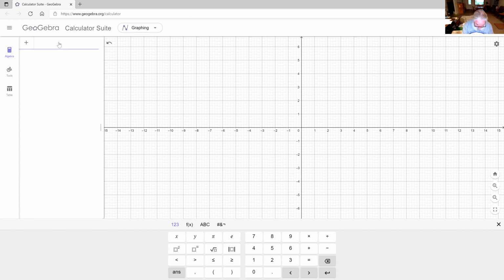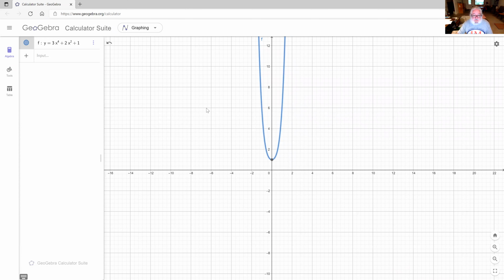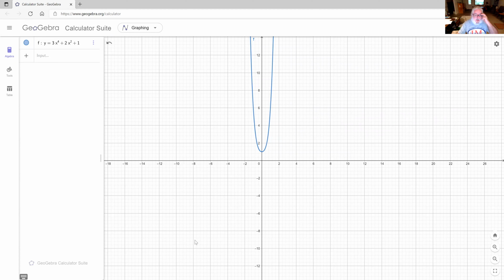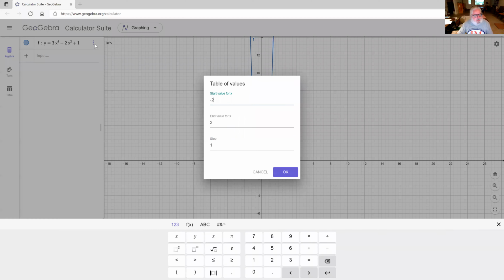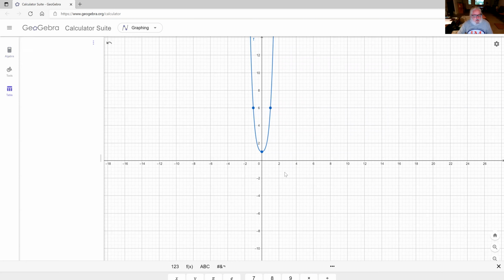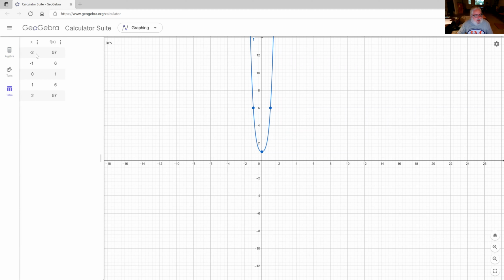The other function we had was y equals 3x to the fourth plus 2x squared plus 1. And if you graph that, you get this. Also not a particularly exciting looking graph or anything. Actually kind of looks like a parabola. And the left side and the right side match, right? So it's an even function. And we can look at a table for this. Right? And equal and opposite x's. So minus 2 gives you 57, 2 gives you 57. Minus 1 gives you 6, 1 gives you 6. Equal and opposite x's give you the same y value.